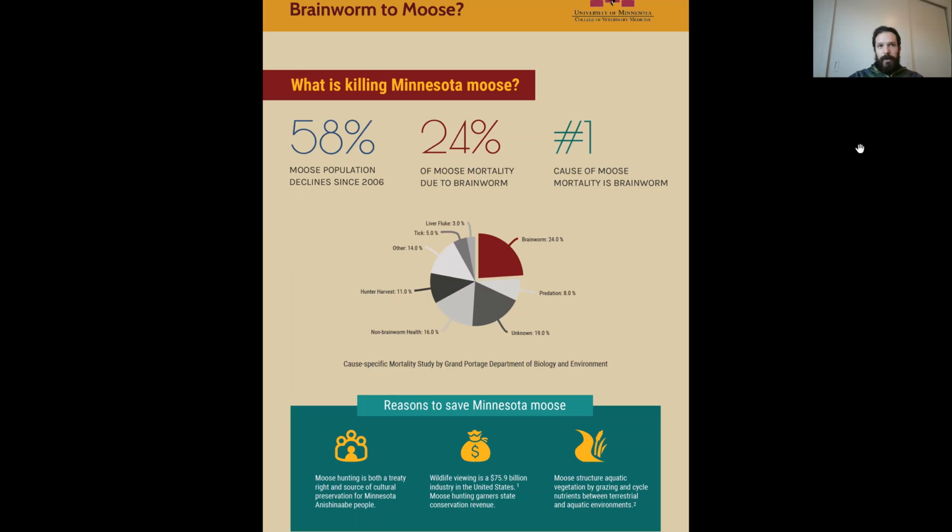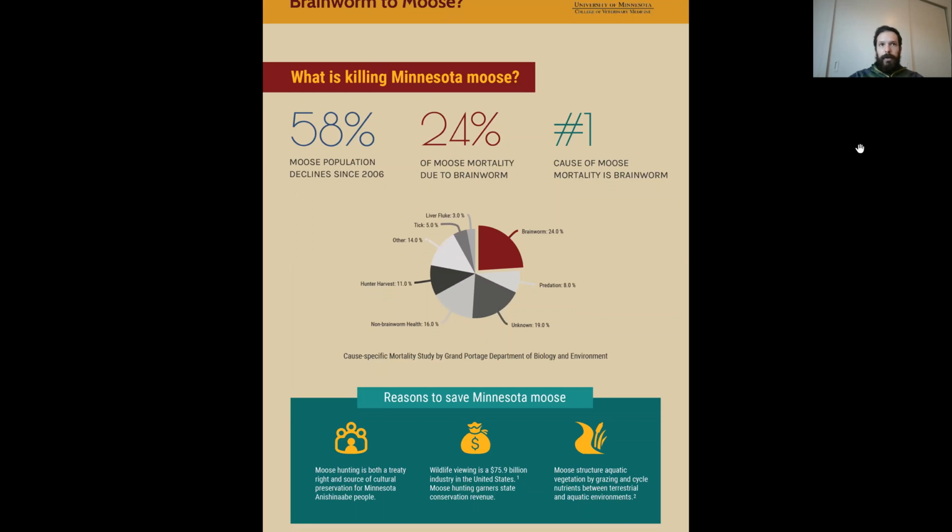But more broadly, moose are important to Minnesotans from a cultural, economic, and ecosystem health perspective. Culturally, moose hunting is both a treaty right and important source of cultural preservation for Minnesota Anishinaabe groups such as the Grand Portage Band of Chippewa, our project partners.